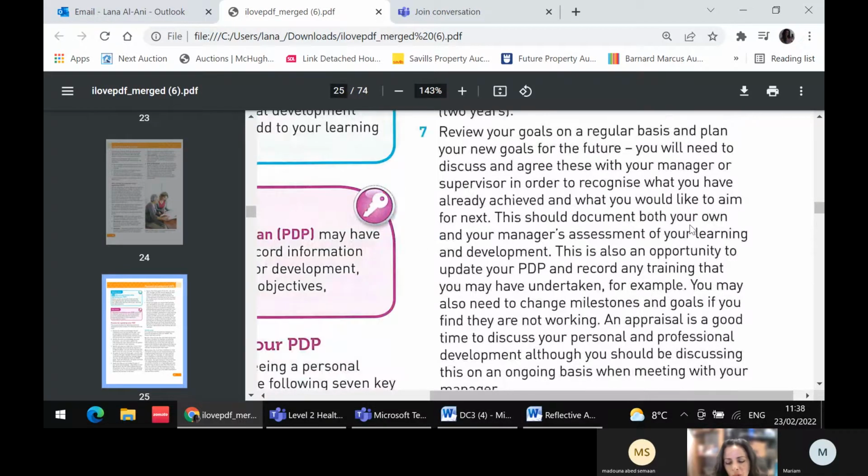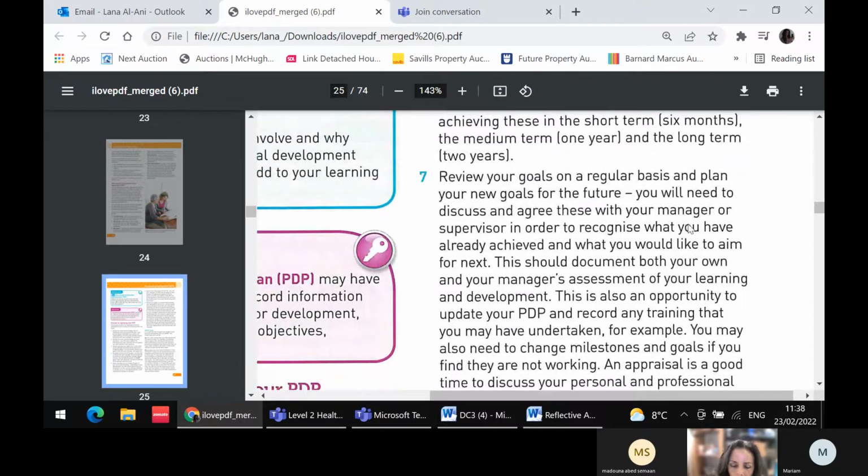And last thing is you review your goals regularly with your manager. And you check your plan, what you want to do in the future. You will also discuss and agree with your manager or supervisor on the order of you achieving these goals or these trainings. When you're going to be doing these, have you done it? Are you going to need more training?